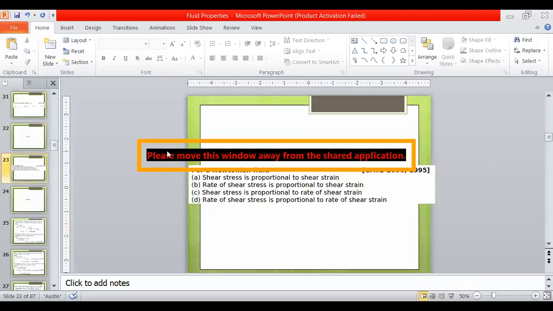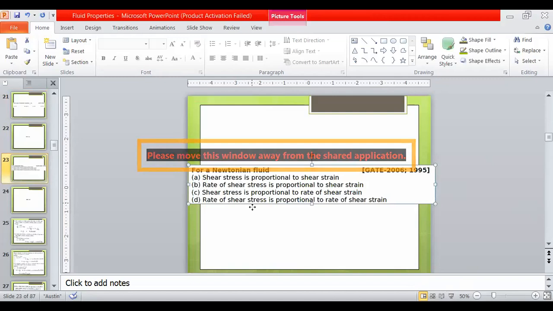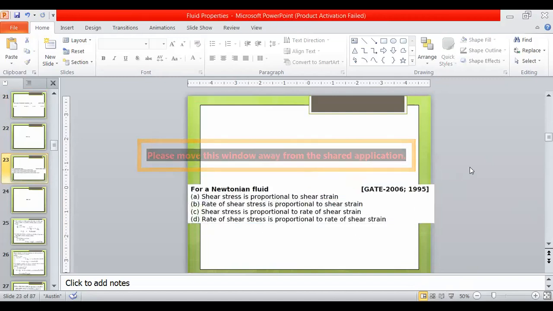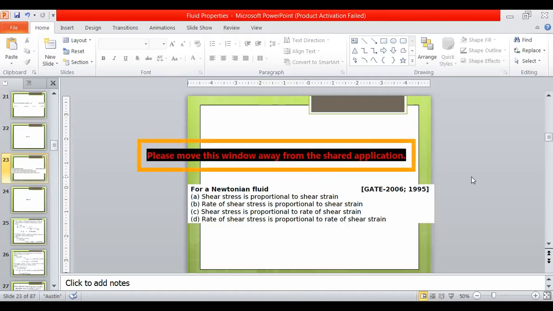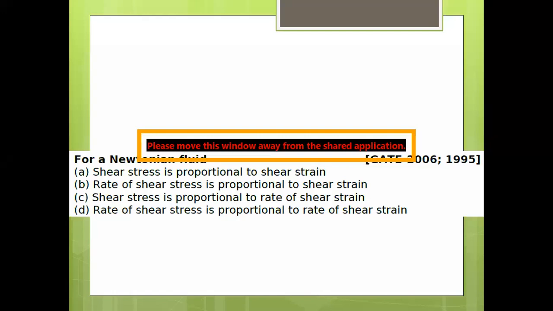It is coming like this. For a Newtonian fluid, there are 4 options, A, B, C, D. This question was asked in GATE 2006 and 1995. 2 times this question was asked. And you have to tell me the correct option for this. Option C. Okay.